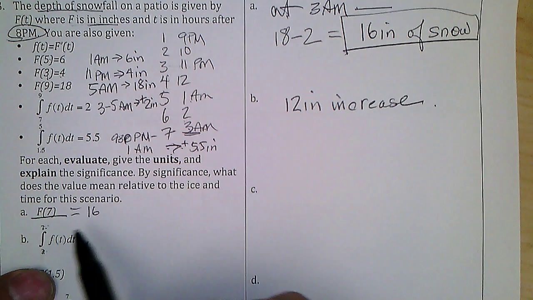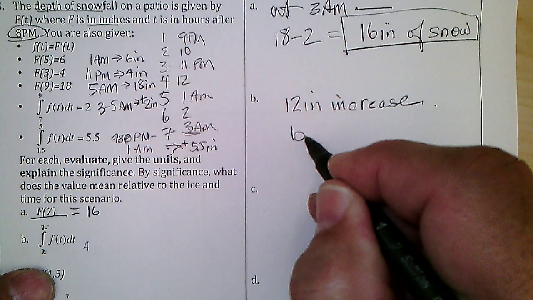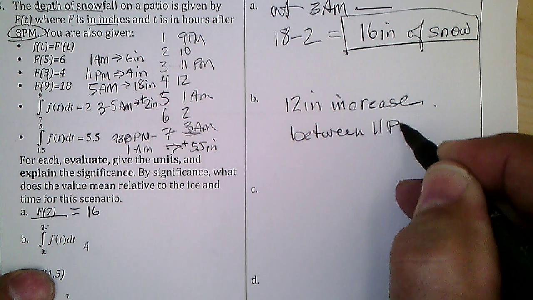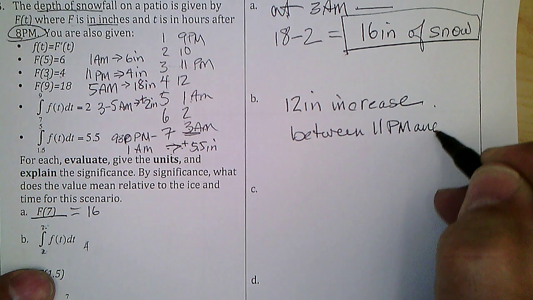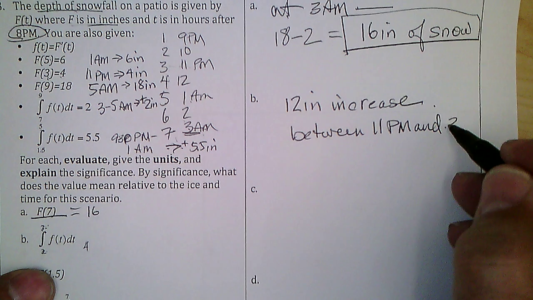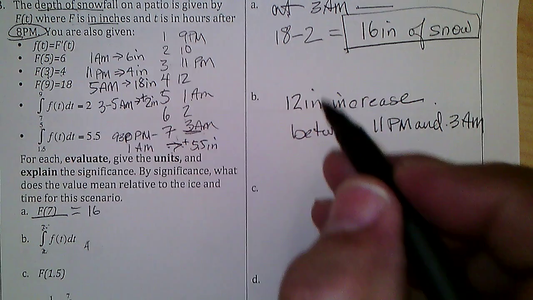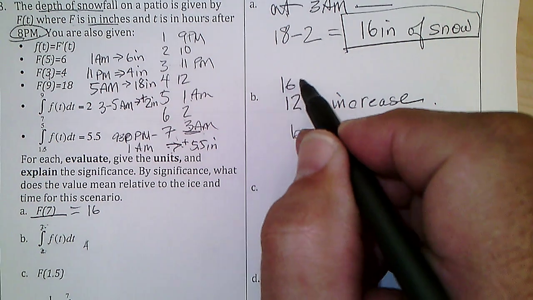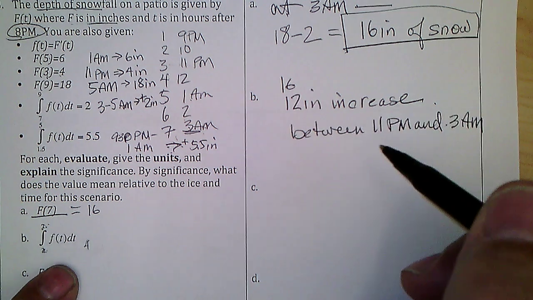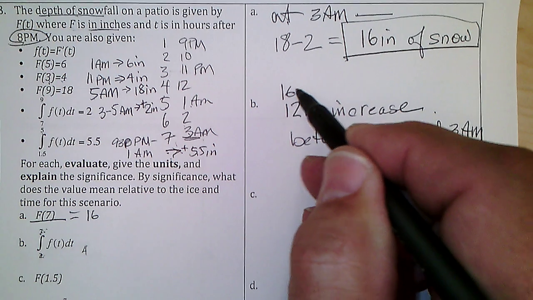And now we got to get the times right: 3 is 11 p.m., and 7 past is 3 a.m. That came from 16 minus 4.